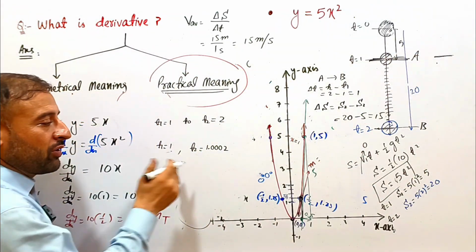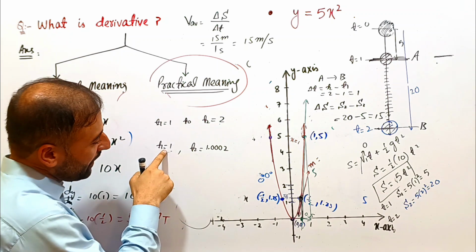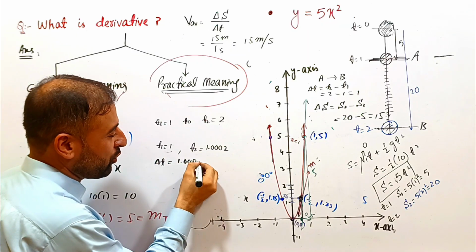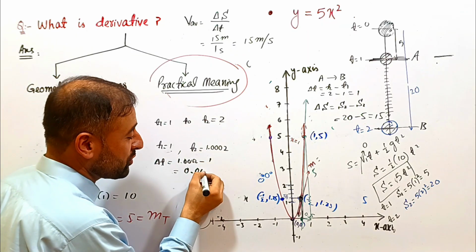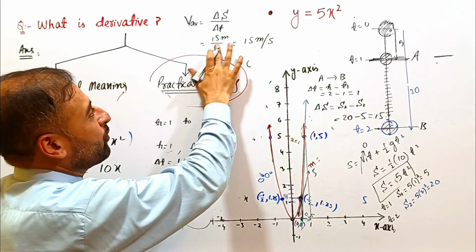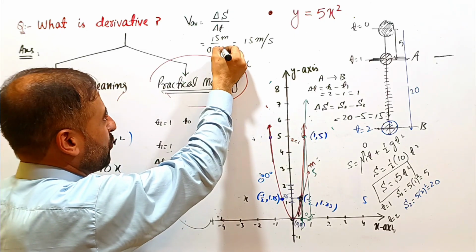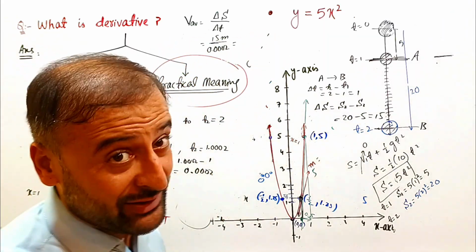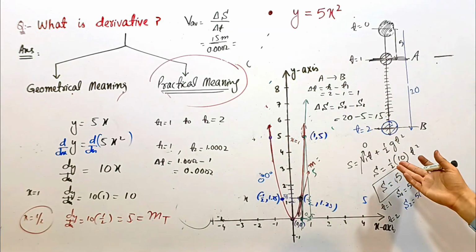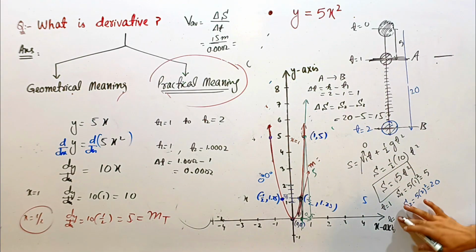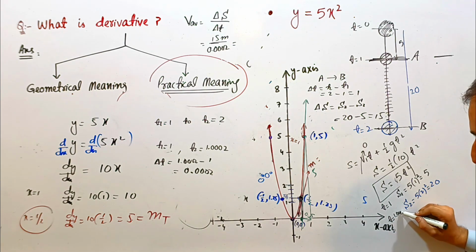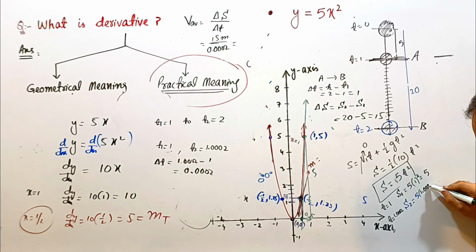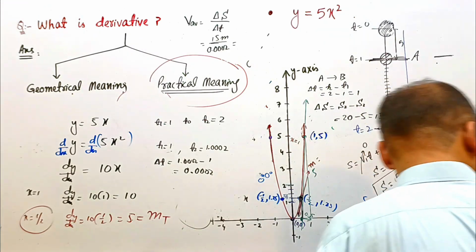All right, students, now calculate. Delta t is t2 minus t1, 1.0002 minus 1, which is 0.0002. And what will be the distance? S2 minus S1. S1 is 5. Now you have to put 1.0002 to get the total distance at this time. 1.0002 square. Students, determine its value.